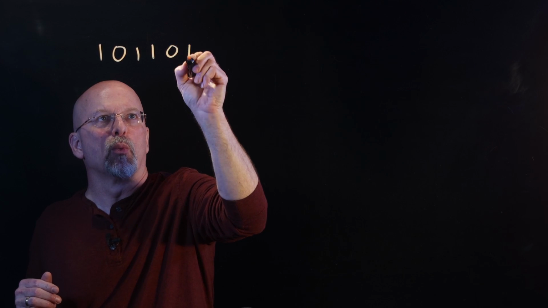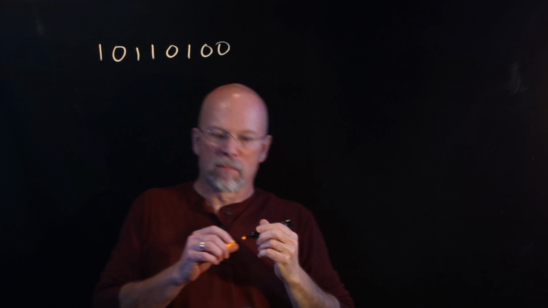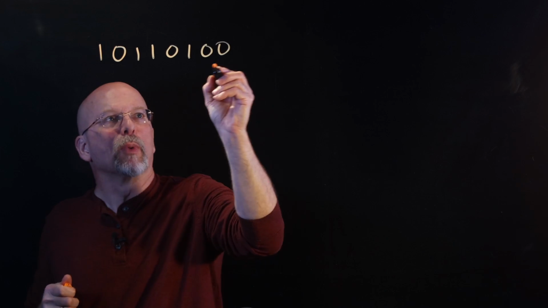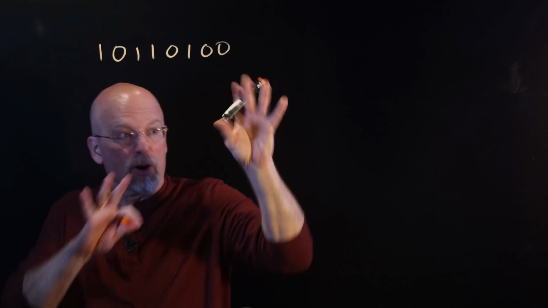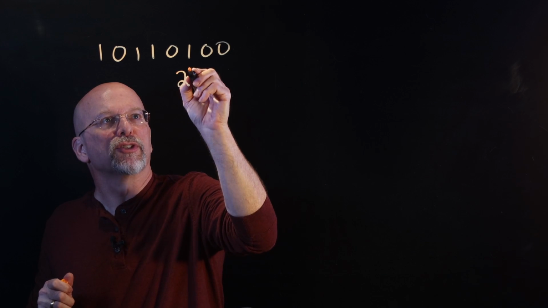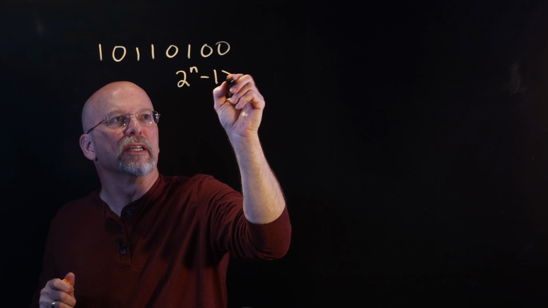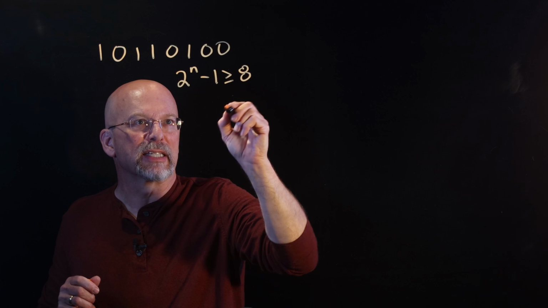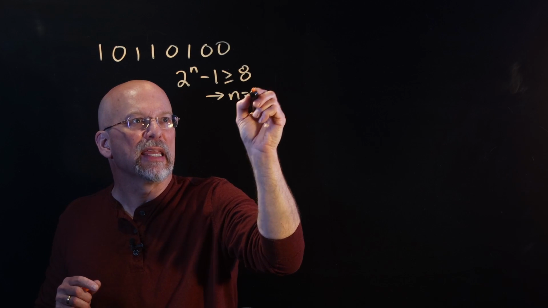So what we're going to do is create this sequence. We're going to go 1, 0, 1, 1, 0, 1, 0, 0. All right, so there is our sequence. And in fact, if you look at that, there's 8 bits. And remember, we need to have our number of flip-flops. We need to have 2 to the n minus 1 greater than or equal to our number of states, which in this case is 8. And this gives us an n equal to 4.